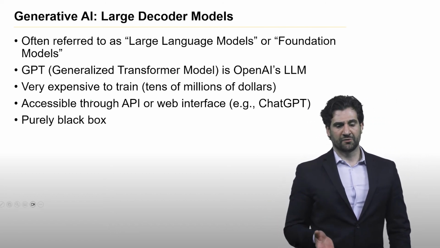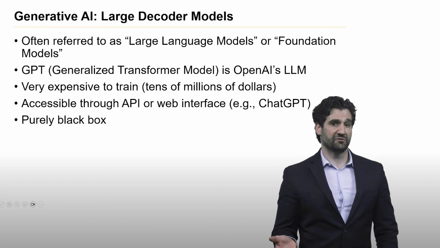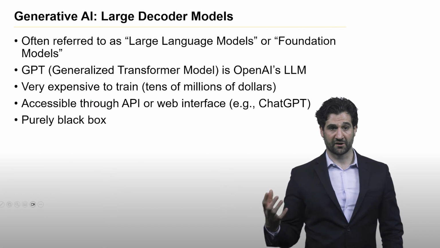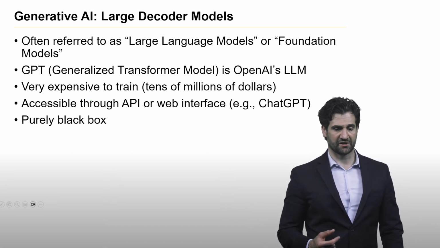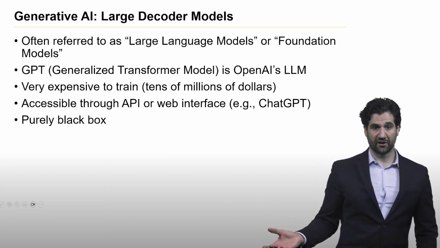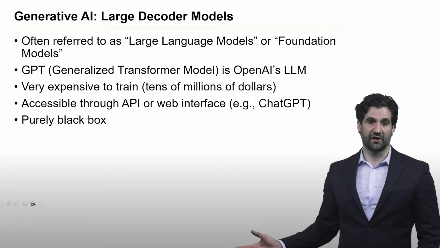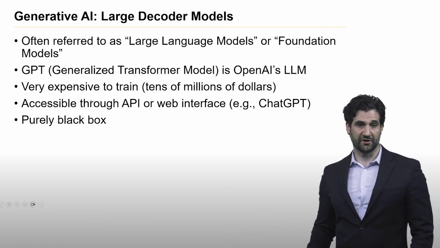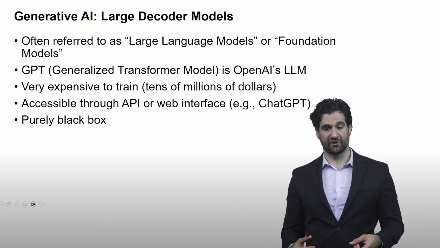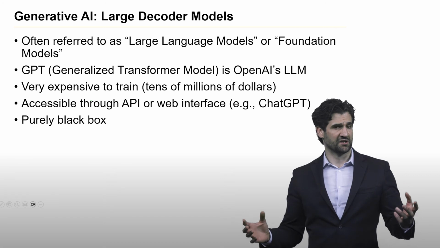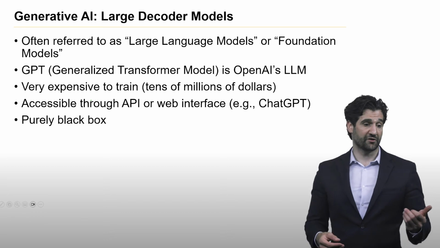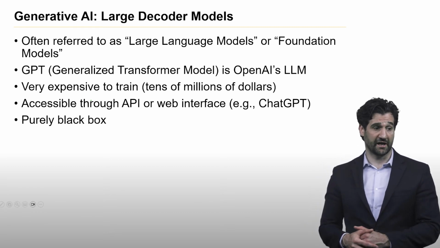So you might hear a lot about what's called a large language model or a foundational model. And this is referring to large models that are trained in this fashion using this decoder framework. GPT in particular, that's OpenAI's LLM. And these things are very expensive to train. They often cost upwards of tens of millions of dollars. And as a result, the expense incurred by training, as well as the sheer size of it, normally you're not going to access these models in a direct fashion. Rather, you're going to leverage an API.